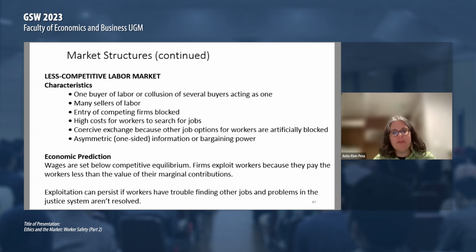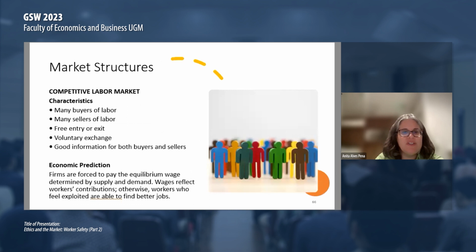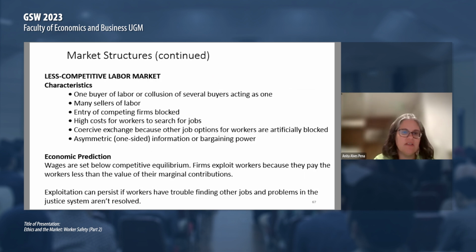So our economic prediction in this case is very different from the first case. Now we think about wages as being set below a competitive equilibrium. Firms might exploit workers because they pay the workers less than the value of their marginal contributions, right? So we would describe this as a clear case of exploitation, whereas in the first case it's less clear, because the wages might just be the result of supply and demand factors and might be reflecting contributions, and maybe those contributions are low in that particular labor market.